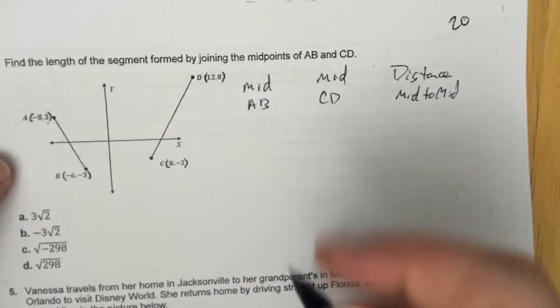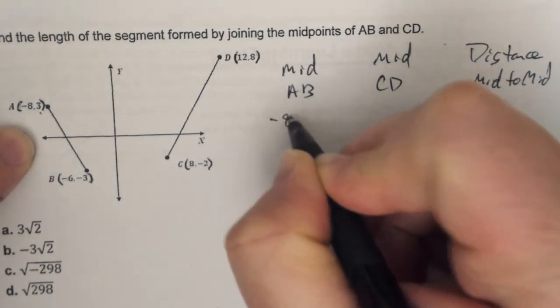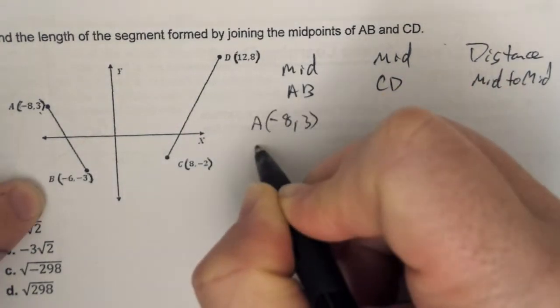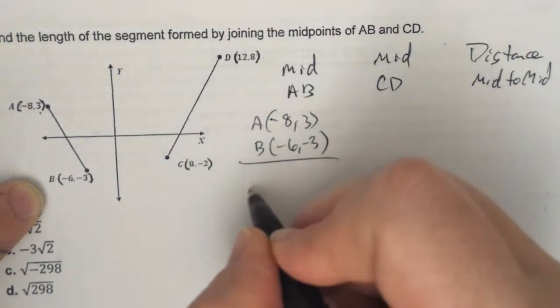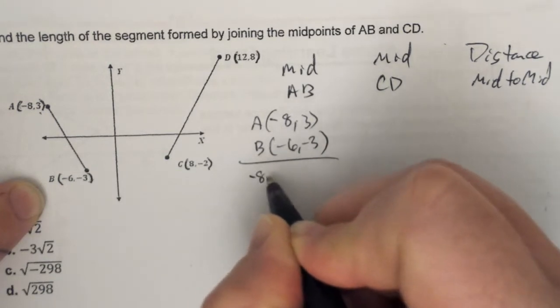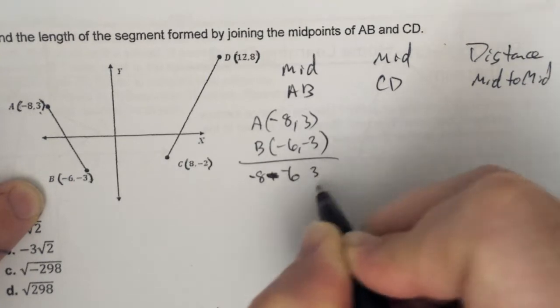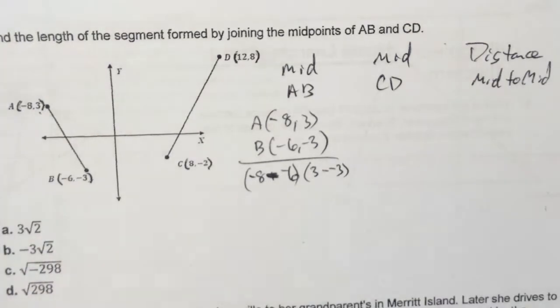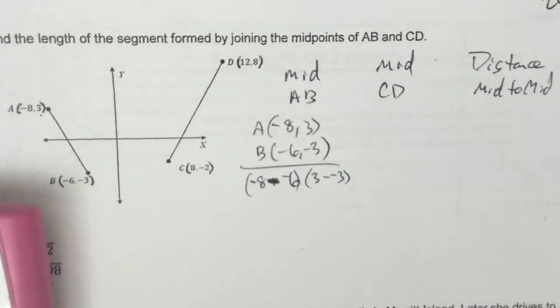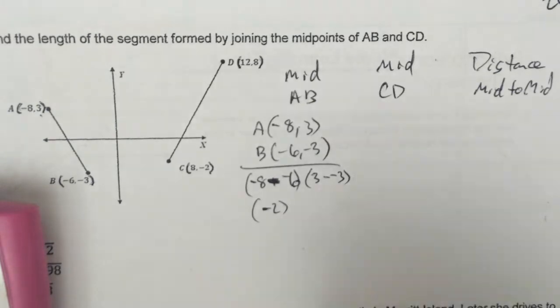All right, so midpoint of A to B, so -8, 3, and -6, -3. We're going to subtract them, and we're going to do the Pythagorean theorem. So -8 minus -6, we get -2. And 3 minus -3, we get 6.